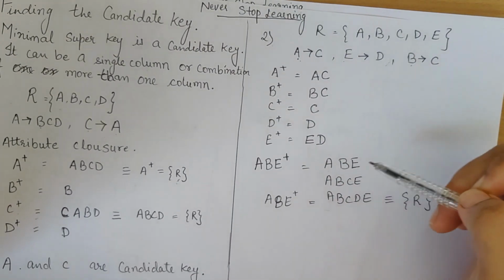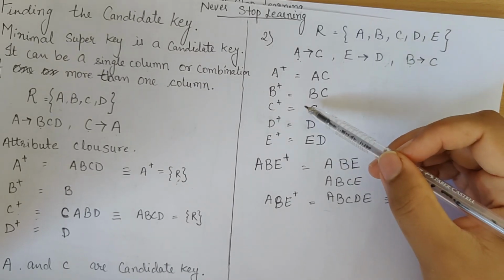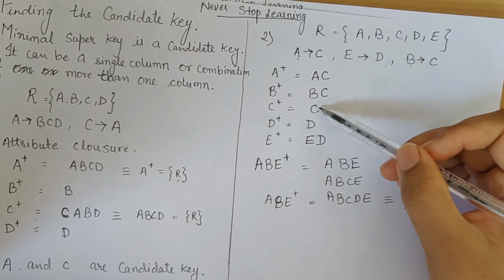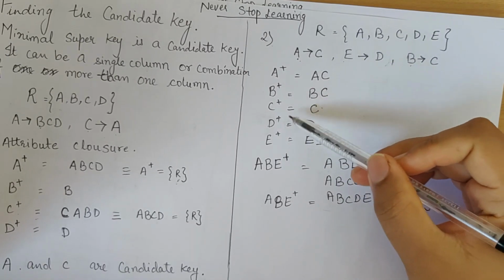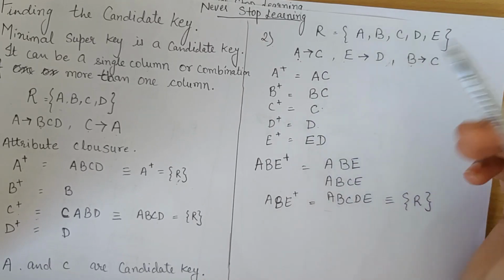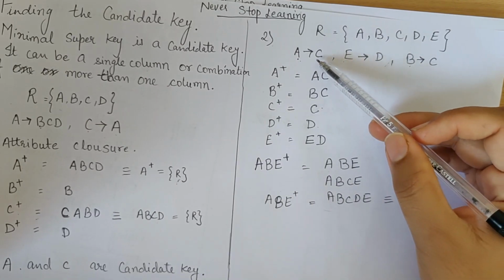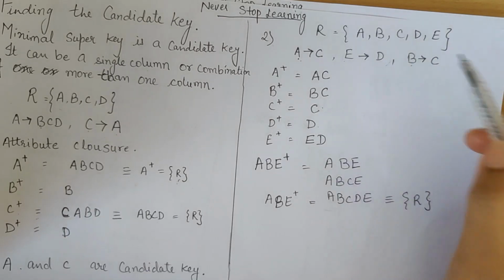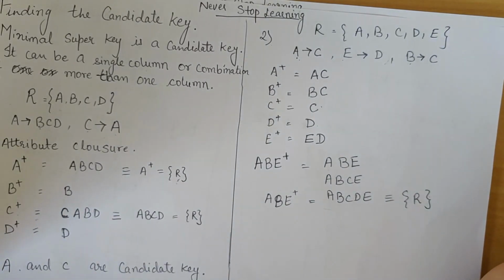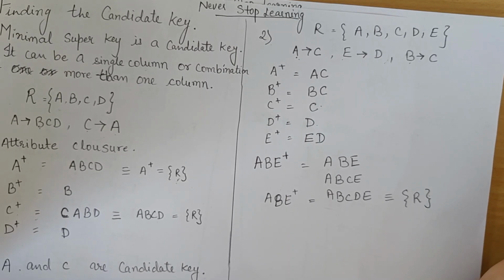Now, is it possible for any other attribute to do this? C and D each determine only themselves, so combining C or D with E or anything else is not possible. So this is one short trick: you check only those elements which are present on the left hand side and not present on the right hand side. Then we try the combination and check whether we are getting the closure or not.